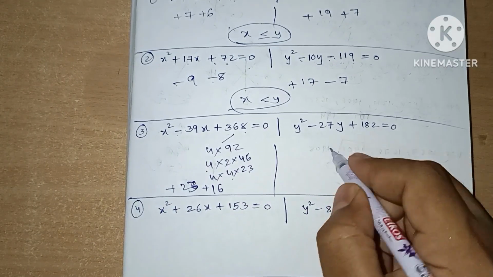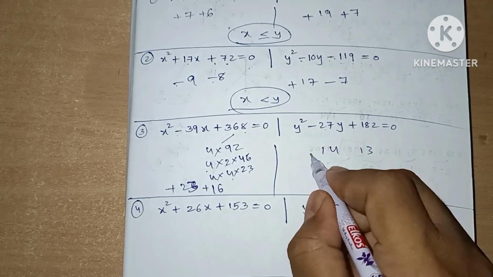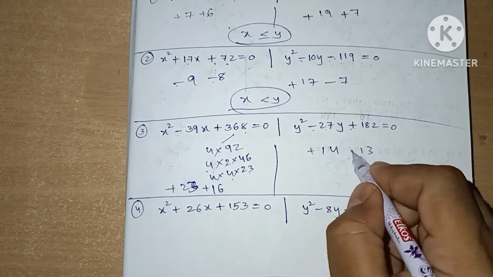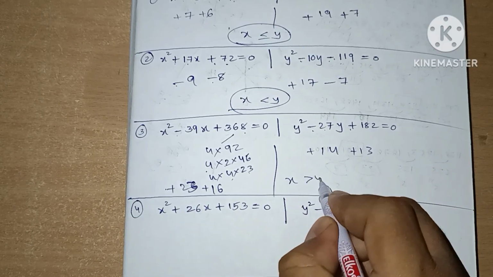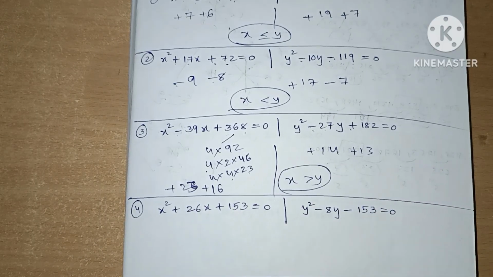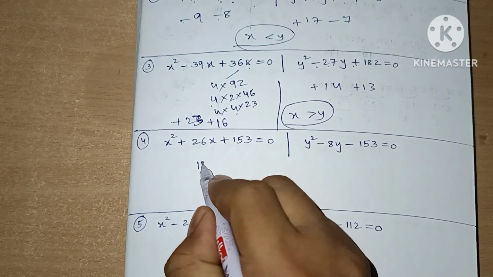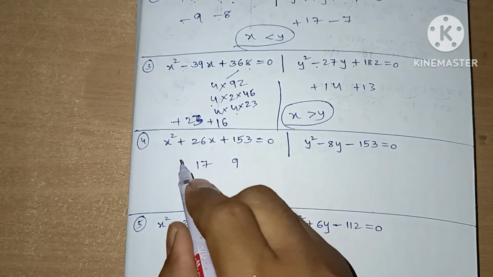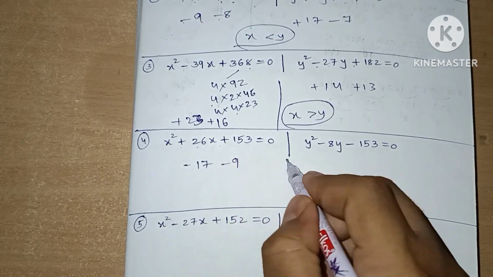Here 182: 14 thirteens will be 182. We got 27. Minus and plus, the roots are positive. Now by comparing these two, it is clear that x is greater than y. Next, fourth question. 153: 17 nines will be 153 and we got 26. Plus and plus means the roots are negative.